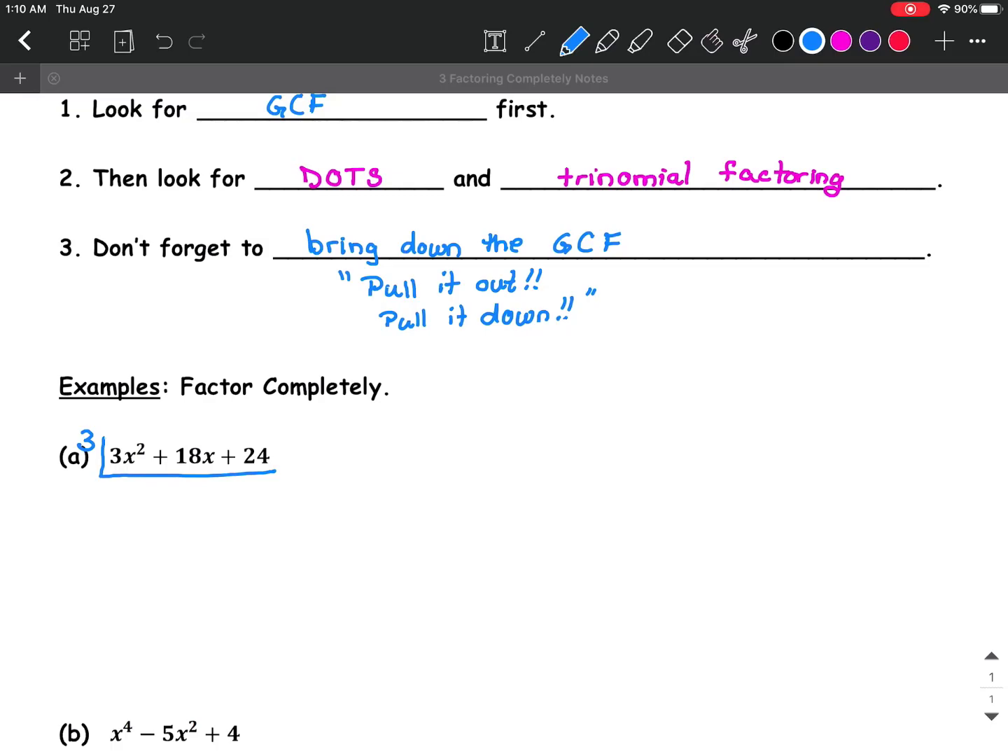So when we do 3x squared, and some people like to go off to the side, and this is okay: 3x squared plus 18x plus 24, and divide by 3, divide by 3, divide by 3. Notice I'm doing it off to the side, okay? 3 goes into 18 6 times, and 3 goes into 24 8 times. Some like to do it right here and say, okay, 3 goes into 3x squared x squared times, 3 goes into 18x 6x times, and 3 goes into 24 8 times. Now what you have to remember, you pulled it out. Now pull it down. Bring that 3 down, okay?